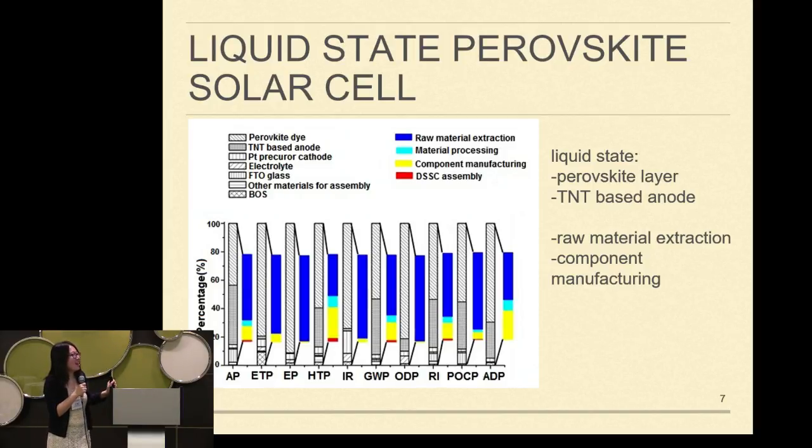We can see from the component-based LCA that the perovskite dye has the largest environmental impact in most of the environmental categories. And the TiO2-based anode also has a certain contribution to each category. Similar to the solid-state perovskite solar cell, it's not because of the toxic metals used in the preparation process, but rather the organic solvent usage here.